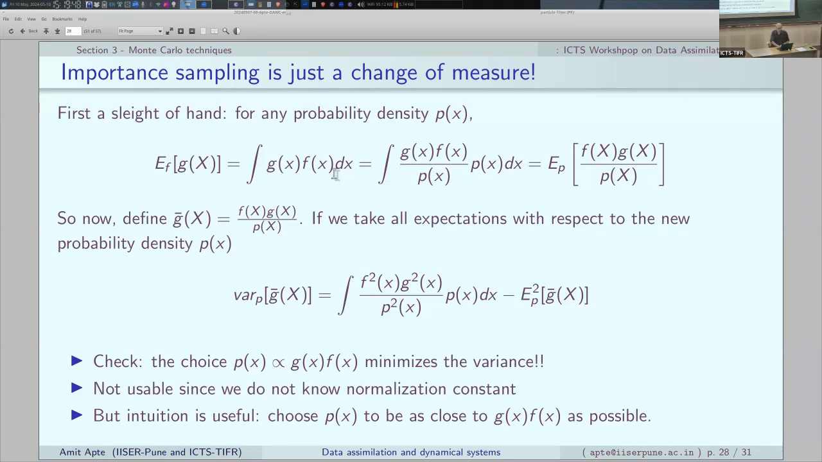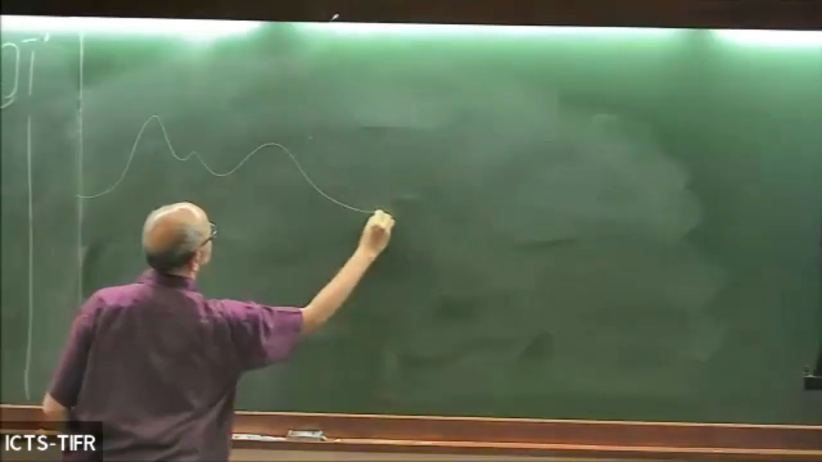So this is not a terribly great choice. The intuition behind this is actually useful, though, which is that p of x should be close to the product of g and f. So here is, so to say, a picture that I can draw, and so let's say f of x was some density that looked like this.